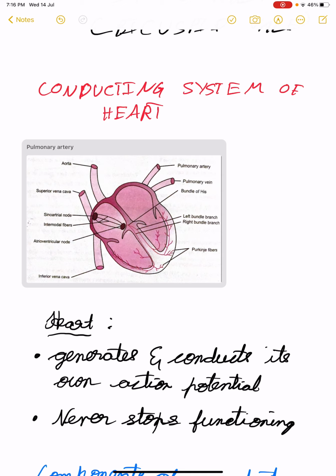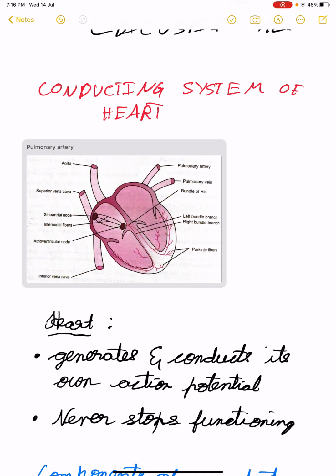So, in the previous video, I had discussed the anatomy of the heart. Today, we'll be discussing the conducting system of the heart. When it comes to the conducting system of the heart, our heart has a double circulation. One is pulmonary circulation, the other is systemic circulation.